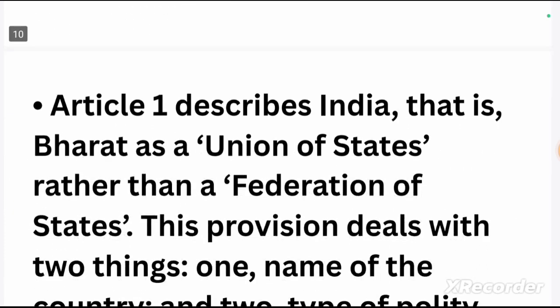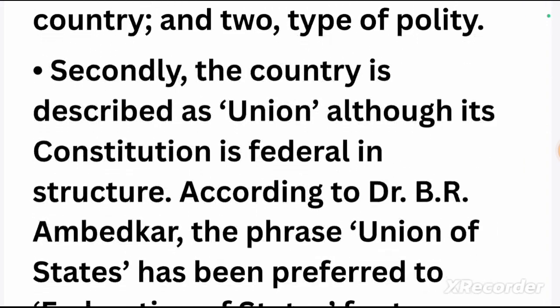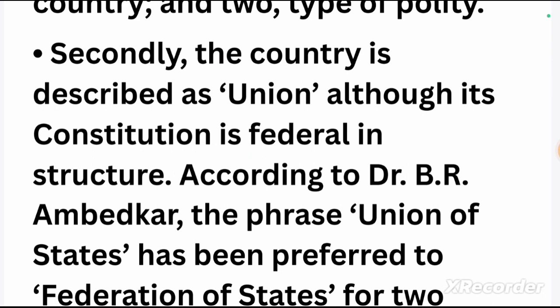New topic. Article 1 describes India, that is Bharat, as a union of states rather than a federation of states. This provision deals with two things: one, the name of the country, and two, the type of polity. Secondly, the country is described as a union, although its constitution is federal in structure.